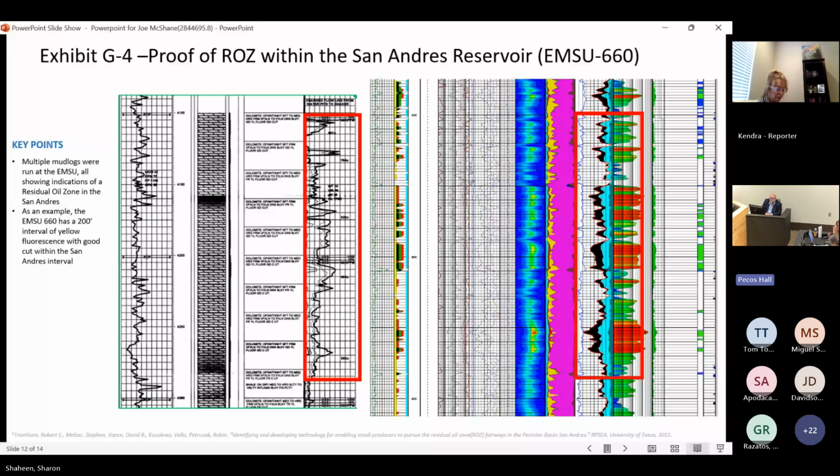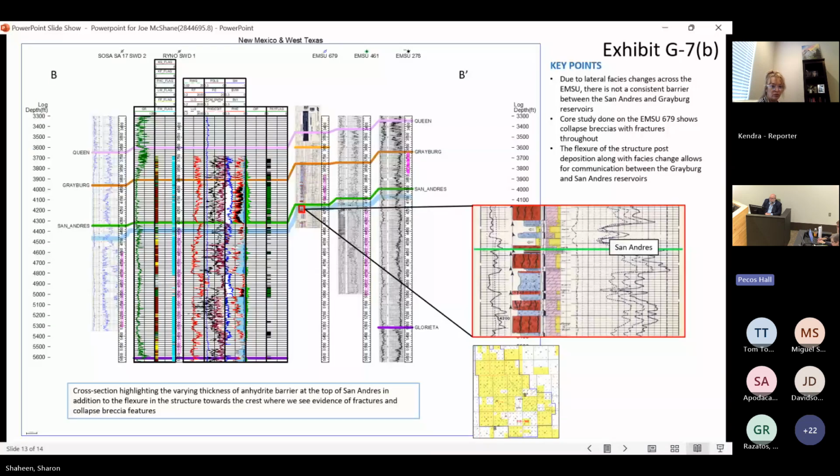Turning to Exhibit G7B, what does this cross-section illustrate? So the G7B, what we want to point out with this is the 679 well, which is in the middle, and we have a little call out. You see the core description from the 679 in the column, an illustrated core description showing the fractures present between the zones, the transition zone between the San Andreas and the Grayburg.